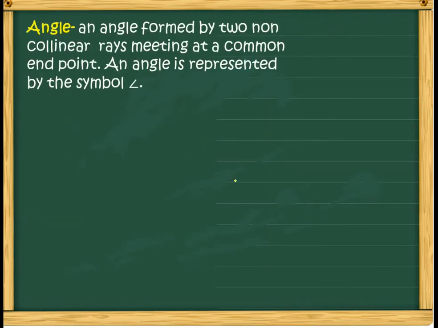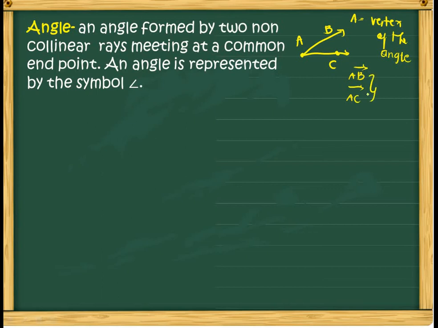We have also an angle formed by two non-collinear rays meeting at a common endpoint. An angle is represented by this symbol. So I have here ray AB and ray AC. Pansinin natin na si ray AB at si ray AC, they share common endpoint, that is point A, to form an angle. Si A is what we call the vertex of the angle. While si ray AB, si ray AC, which is the ray of the angle. And we can name this angle as angle BAC or angle A.